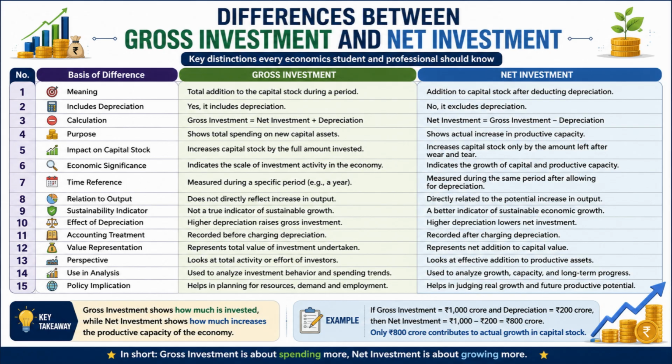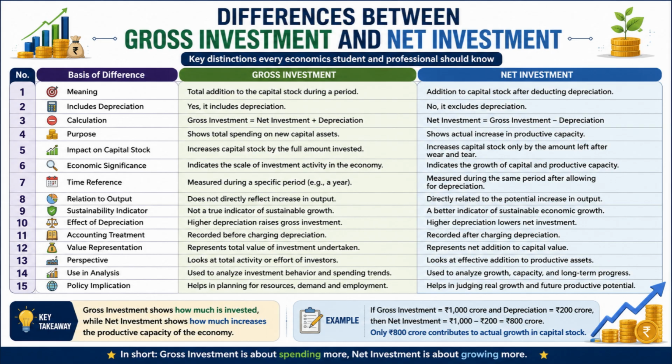Suppose gross investment is $1,000 million and depreciation is $200 million. Net investment will be equal to gross investment minus depreciation. Therefore, net investment equals $1,000 million minus $200 million, which equals $800 million. This means only $800 million contributes to the actual growth of capital stock, while $200 million merely replaces worn-out assets.